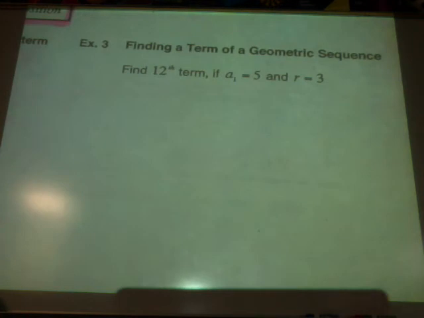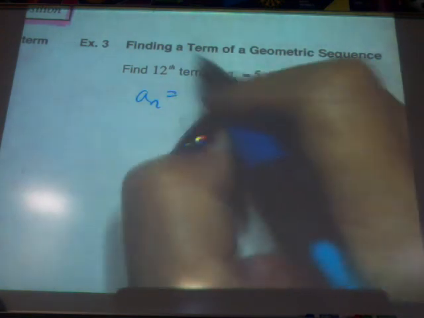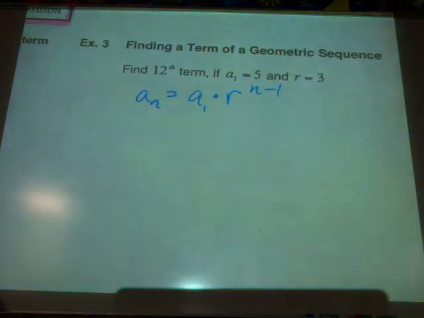So here I've given you a sub 1 and r. Do we have to do anything to find what we need to write the formula for the nth term? No. But you do have to find the formula, so you have to write that first. So again, we're going to start off with a sub n is equal to a sub 1 times r to the n minus 1. Replace what you know.